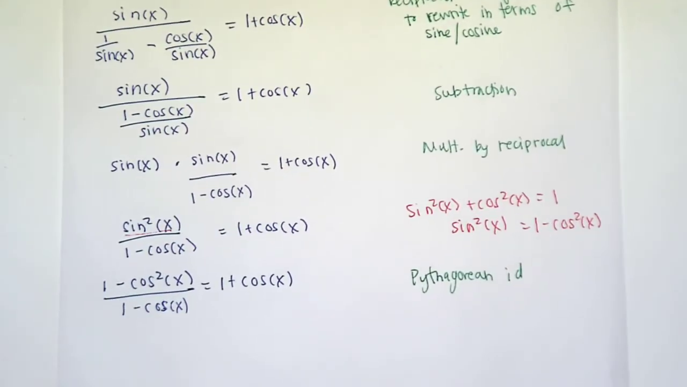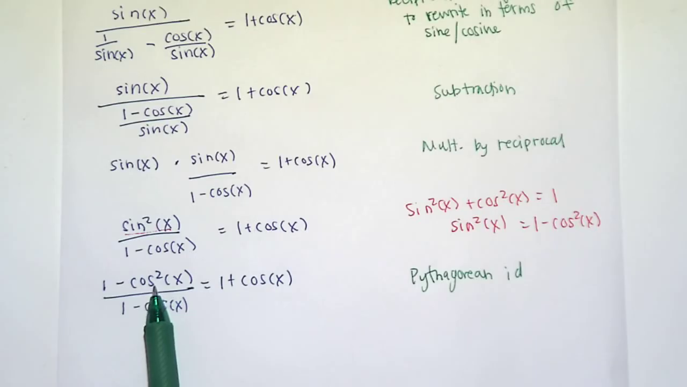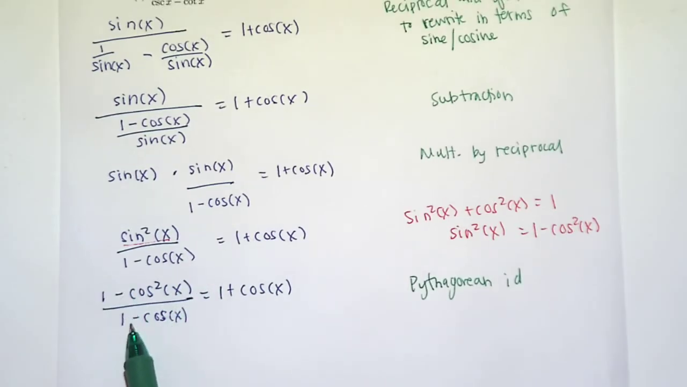Can we cancel these? No, we cannot. These are different. This is cosine squared. This is cosine. We can't just cancel one of these because of this subtraction.